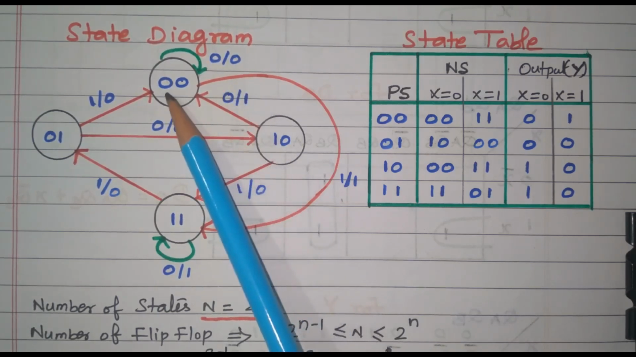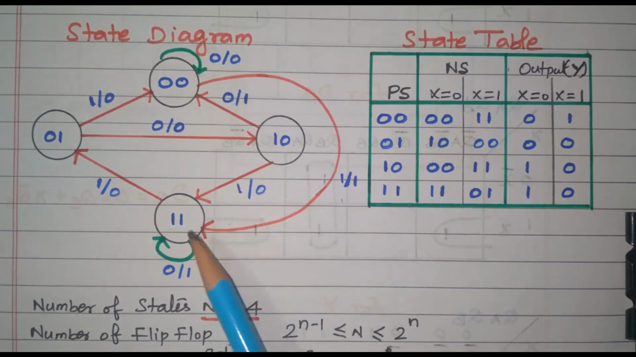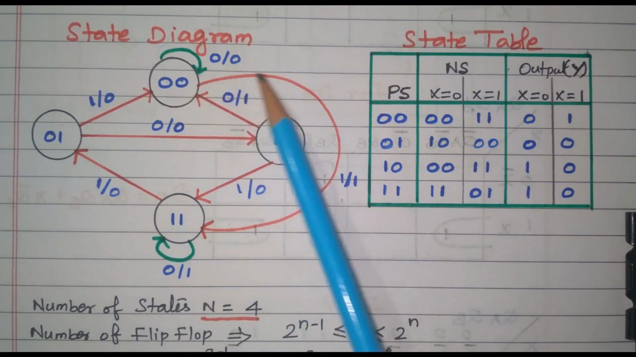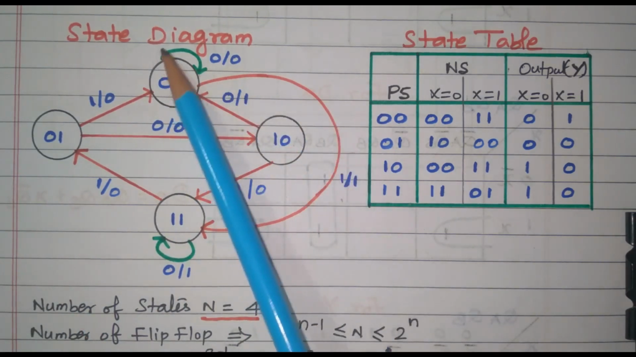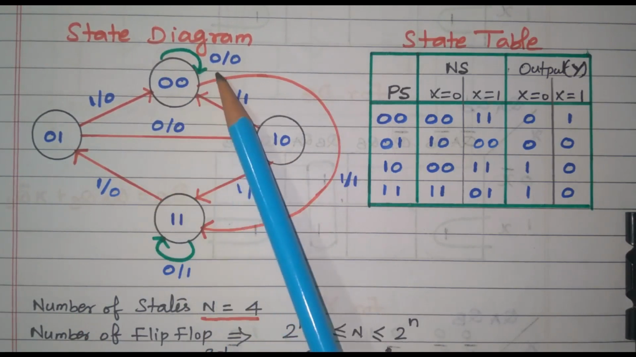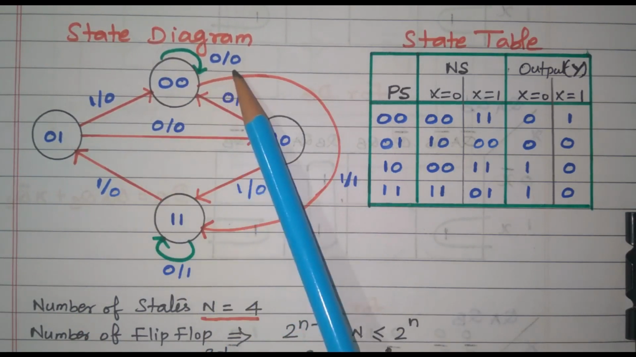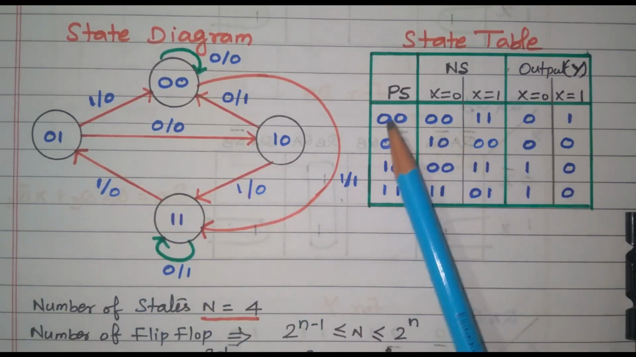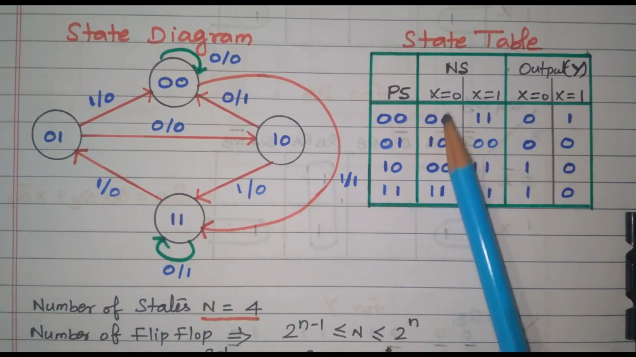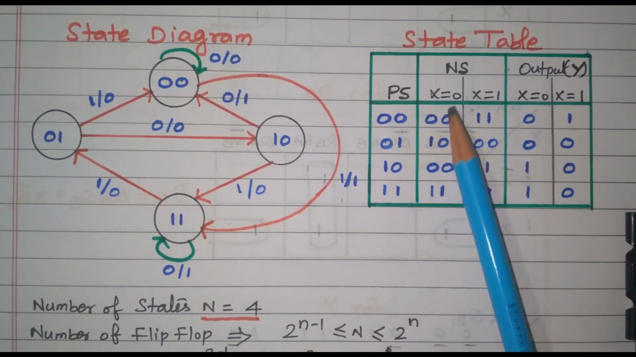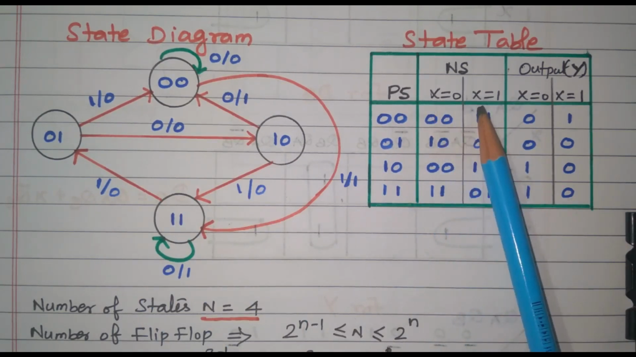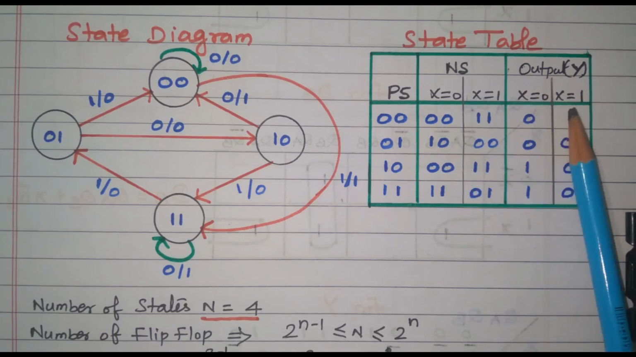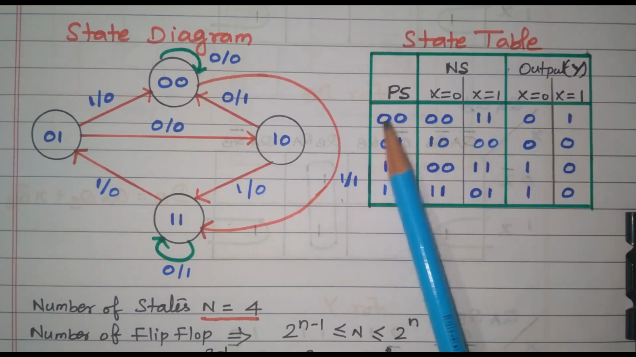So, there are 4 states available: 00, 10, 11, 01. It will go from one state to another state or stay in the same state itself. These two binary numbers, first one is input, second one is output. Now, from this we can frame the state table. This is the present state, this is the next state for 2 cases, x equal to 0 or x equal to 1. This is the output, also for 2 cases, x equal to 0 or x equal to 1.